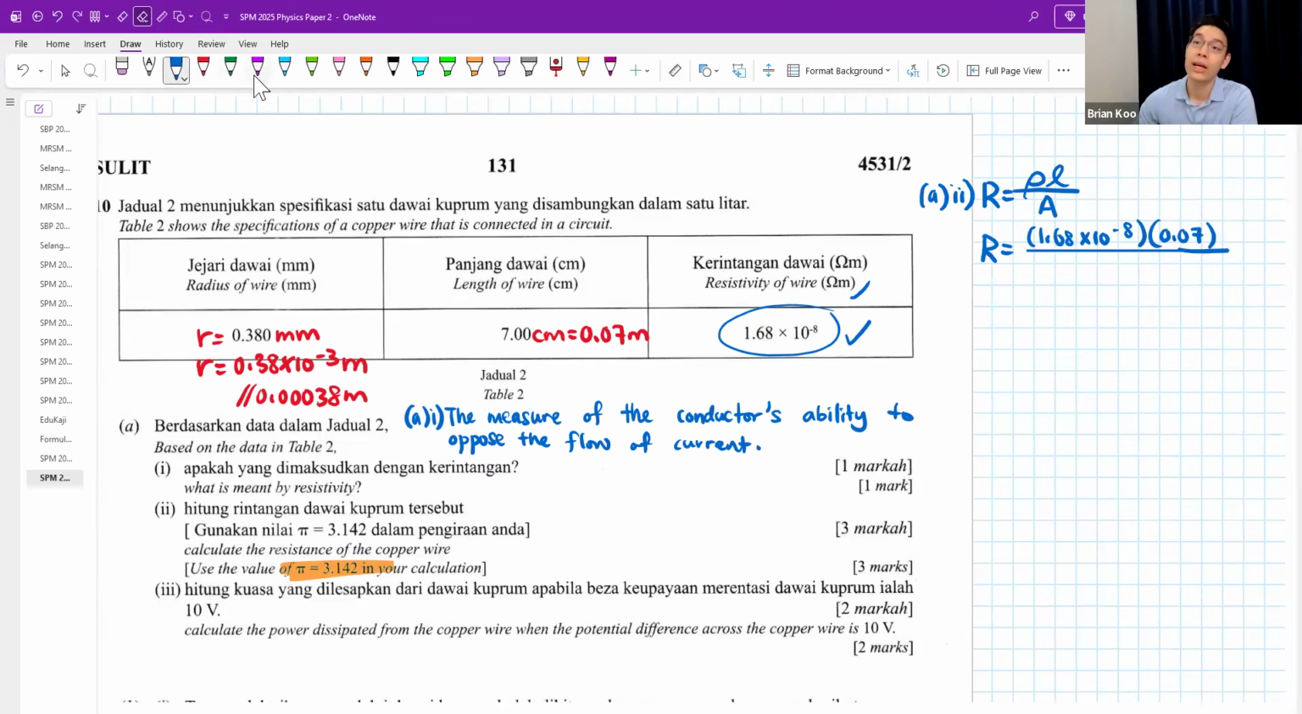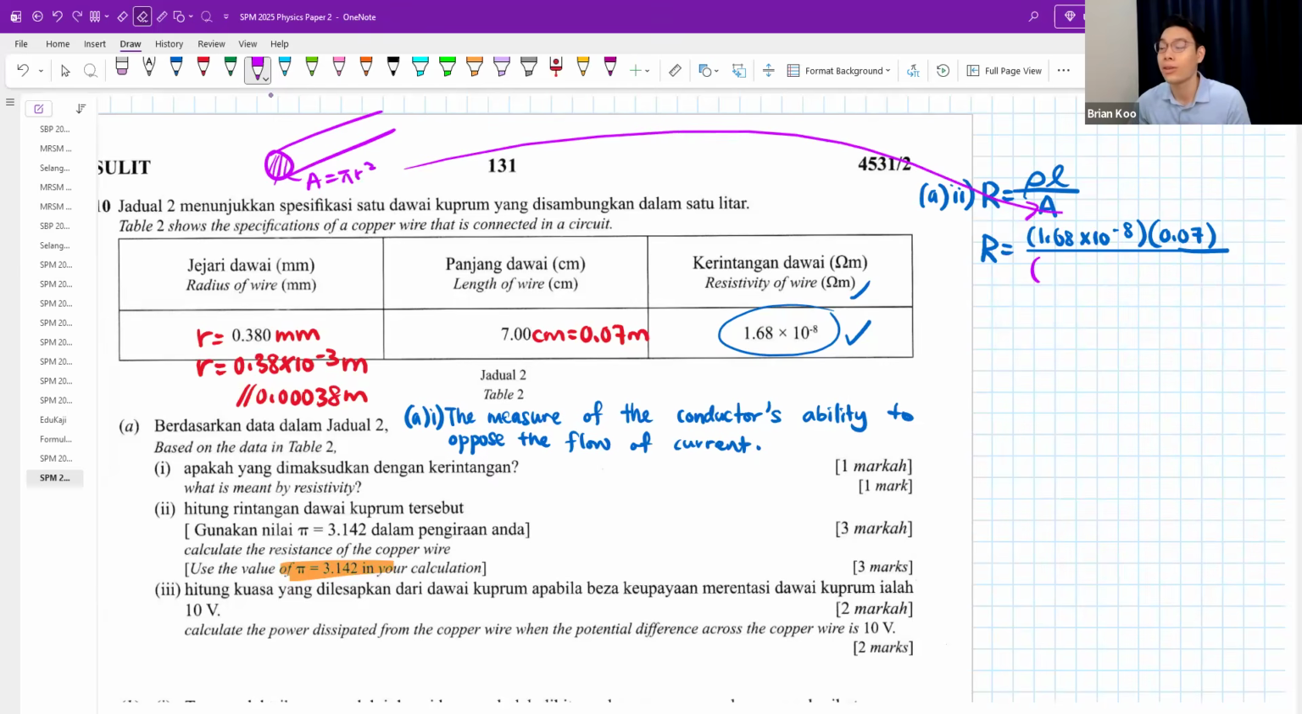And then the area. Now the wire, if they give you radius, it means that it must be circular. And the area would be pi r squared. Okay, so this one if you don't know, then you cannot do. Pi r squared you can do straight away here. You want to do separately also can. Then you do separately and then you sub in. Or pi r, I think I just follow 0.38 times 10 to the power of negative 3. Don't forget to square. It doesn't matter though, you can write either one. Then we type everything in the calculator and you can get full mark already.